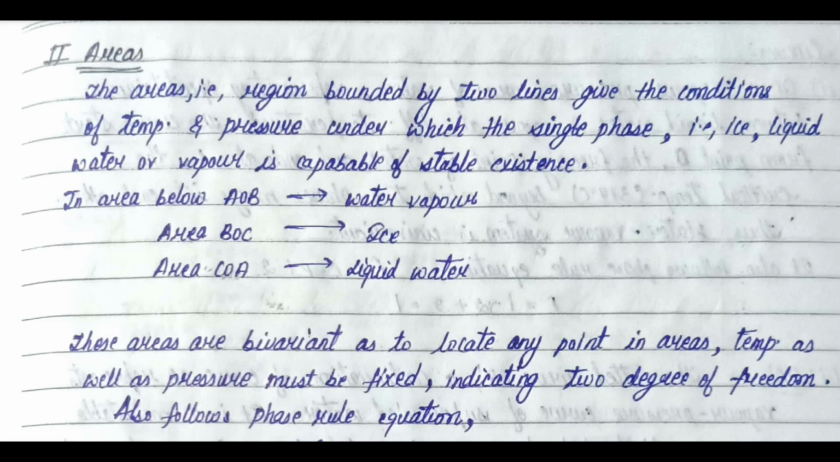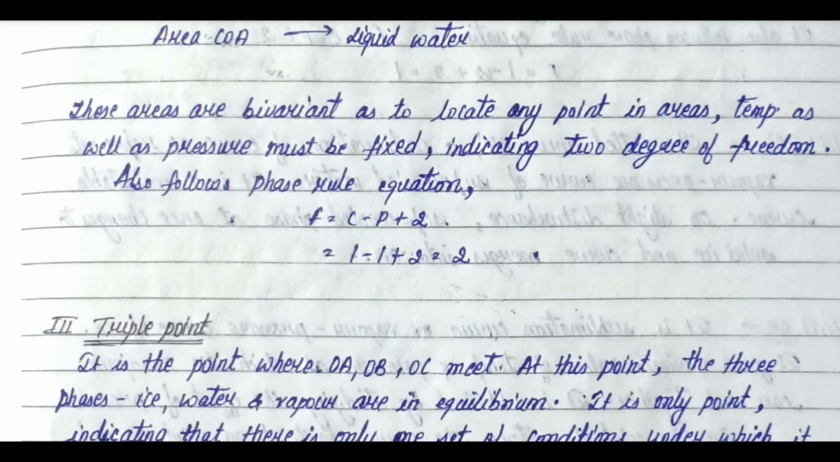Second, areas. The areas, that is, regions between the two lines, give the conditions of temperature and pressure under which a single phase, that is ice, liquid water or vapor, is capable of stable existence. In area below AOB, water vapor; area BOC, ice; area COA, liquid water. These areas are bivariant as, to locate any point in the areas, temperature as well as pressure must be fixed, indicating 2 degrees of freedom. It also follows the phase rule equation F is equal to C minus P plus 2, that is 2.